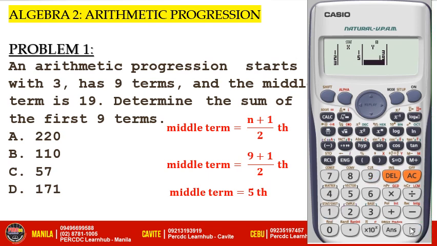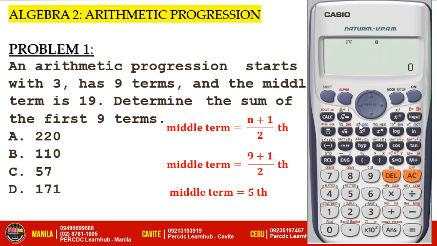So, meron na tayong table. Since this is a line, a plus bx to, mode 3 to, importante lang na ma-input natin sa table is 2 points. Okay, 2 ordered pairs. Anong ordered pairs yun? (1, 3) and (5, 19). Ibig sabihin, first term is 3, fifth term is 19. And ang tanong is the sum of the first 9 terms.